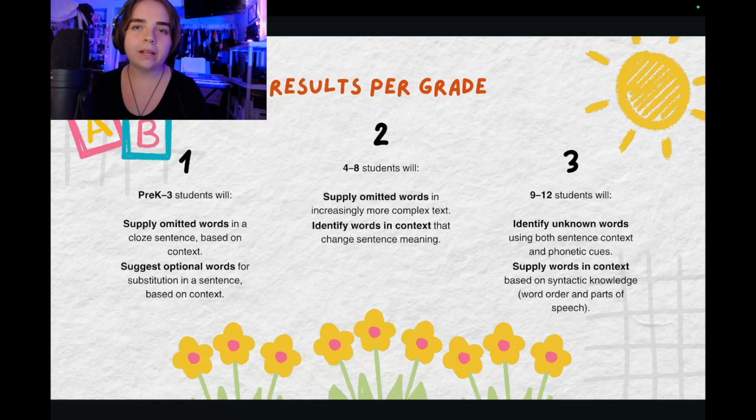So for pre-K to 3rd grade students, you're probably going to be looking at students supplying omitted words in a cloze sentence and suggesting optional words. For 4th through 8th grade students, they're going to be able to supply omitted words in a more complex text and identify words in context that change the sentence meaning. And then once you get to high school, they're going to be able to identify unknown words using both sentence context and other cues, and then supply words in context based on syntactic knowledge.